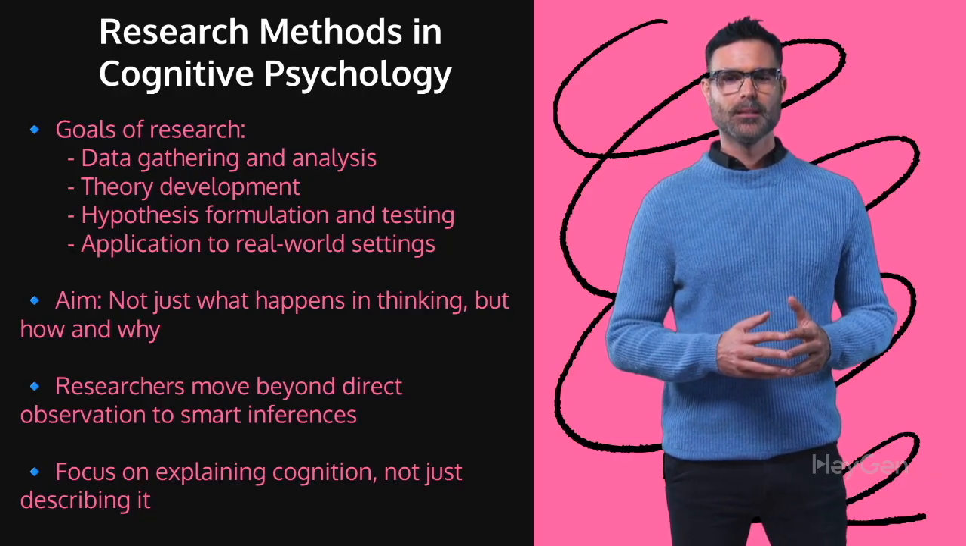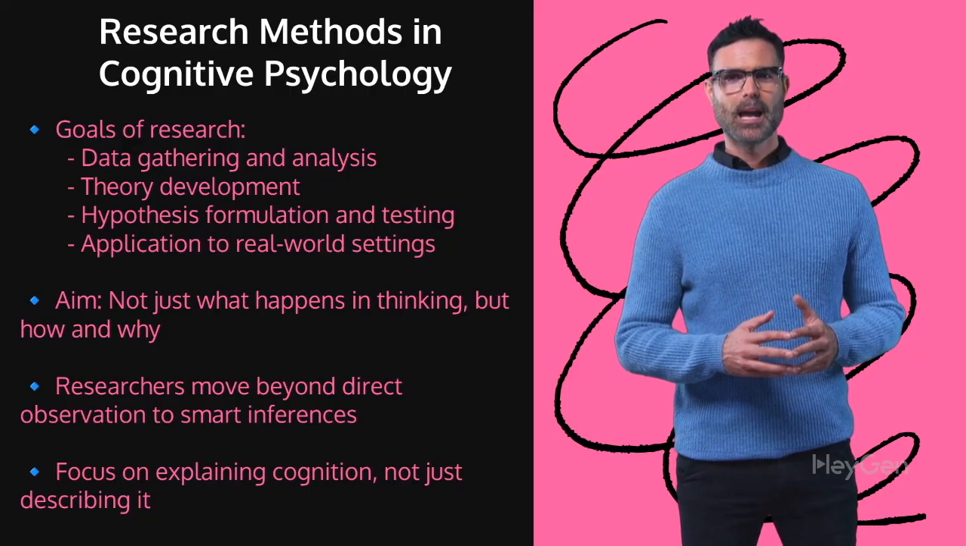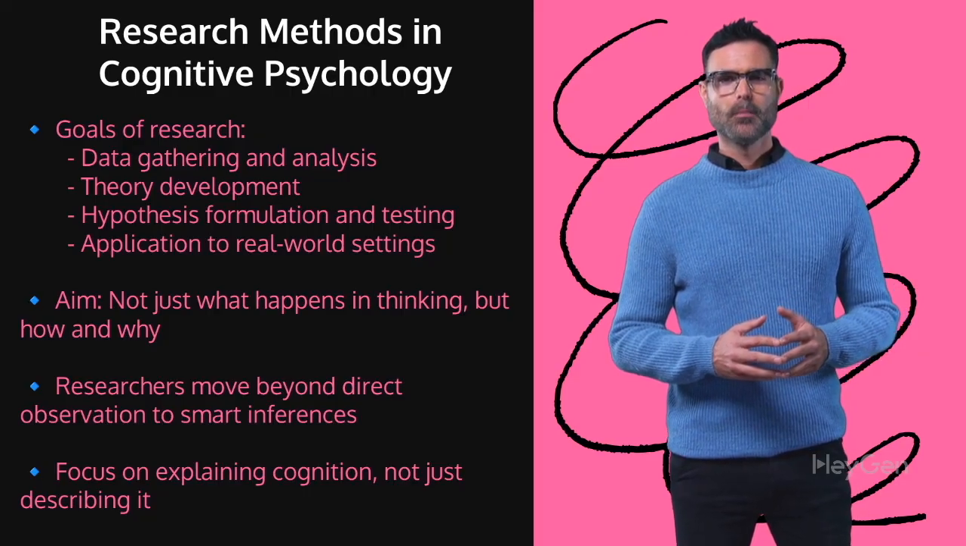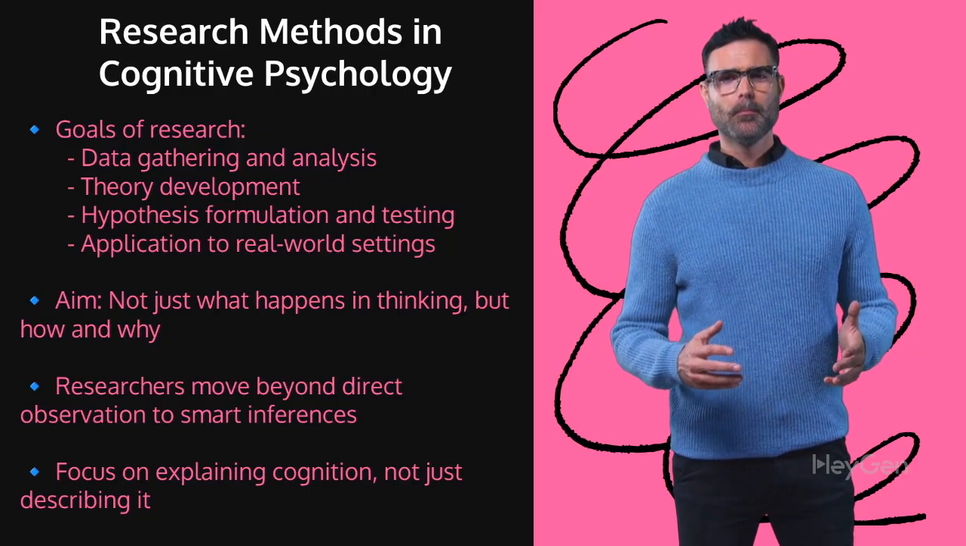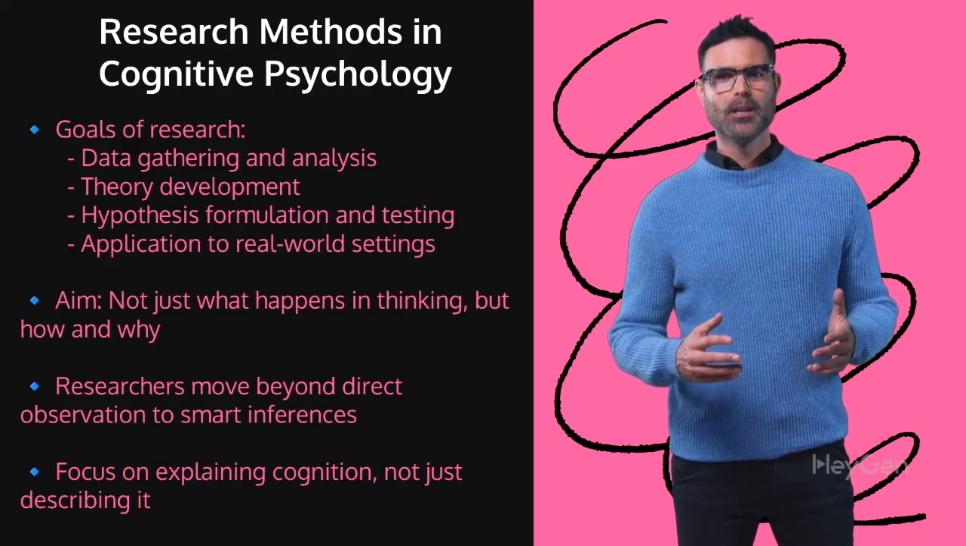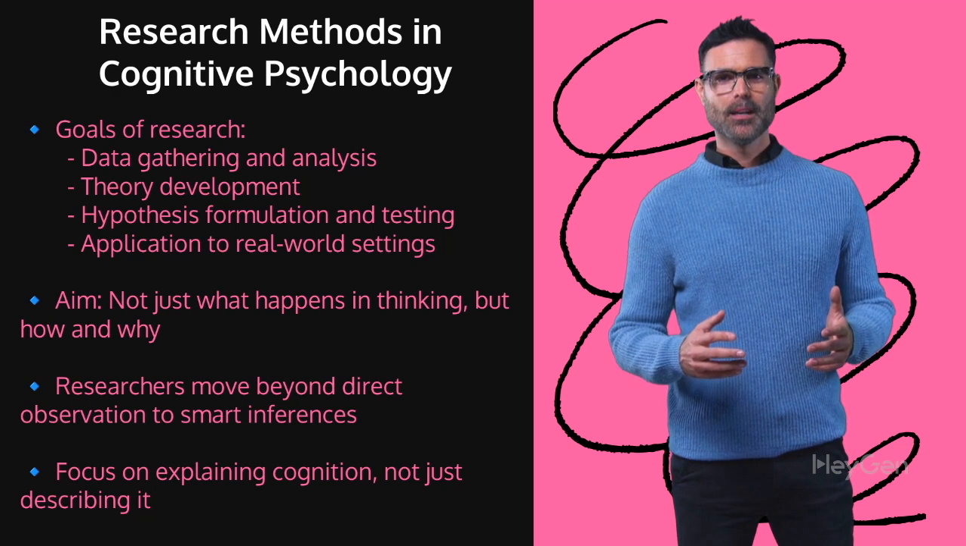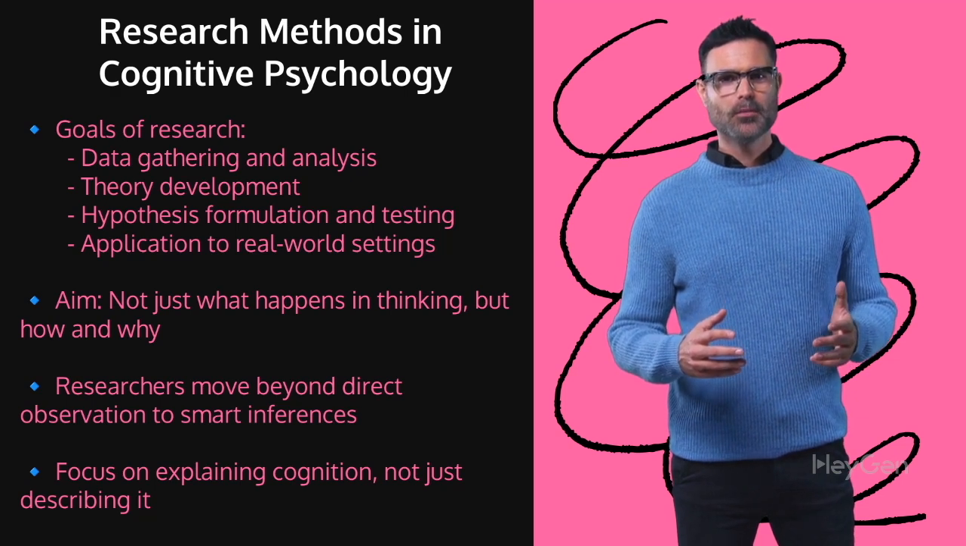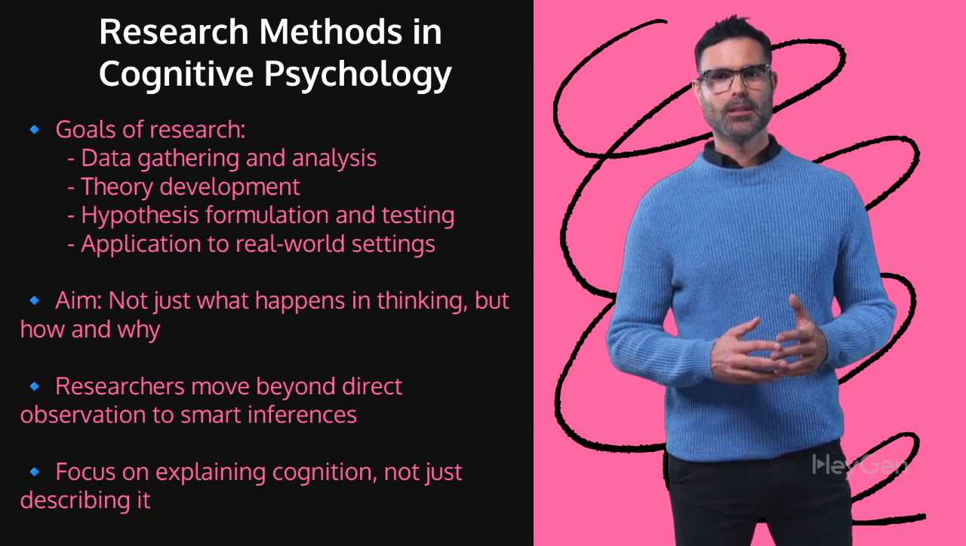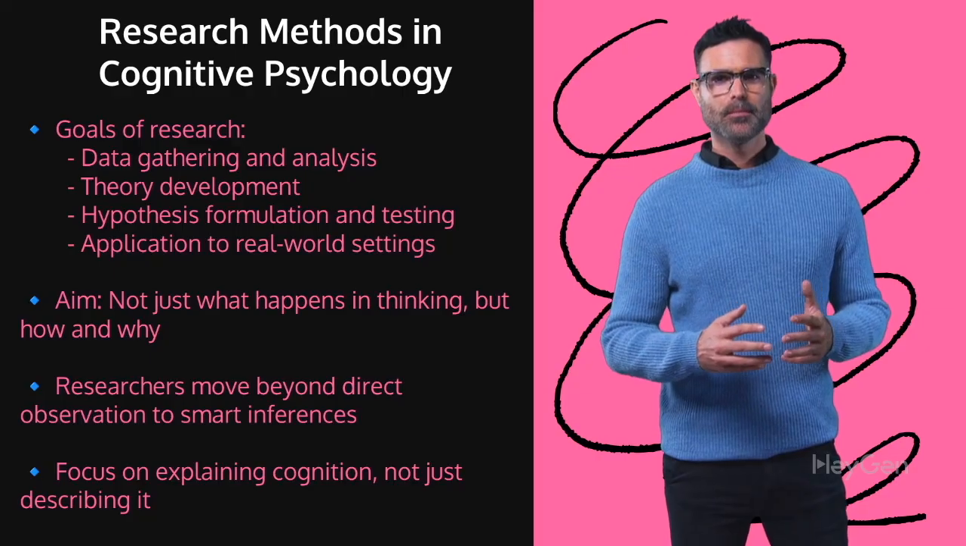And to do this, they have to go beyond what is seen directly. They make smart inferences, that means, based on what they observe, they figure out hidden processes happening inside the mind. This way, cognitive psychologists move from just simple observations to meaningful explanations.